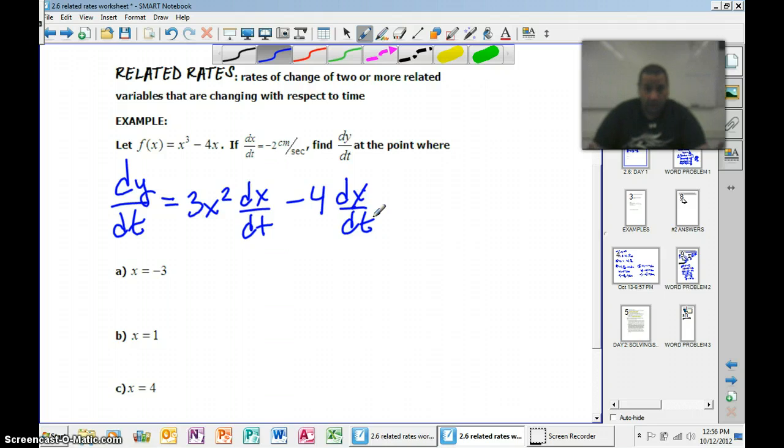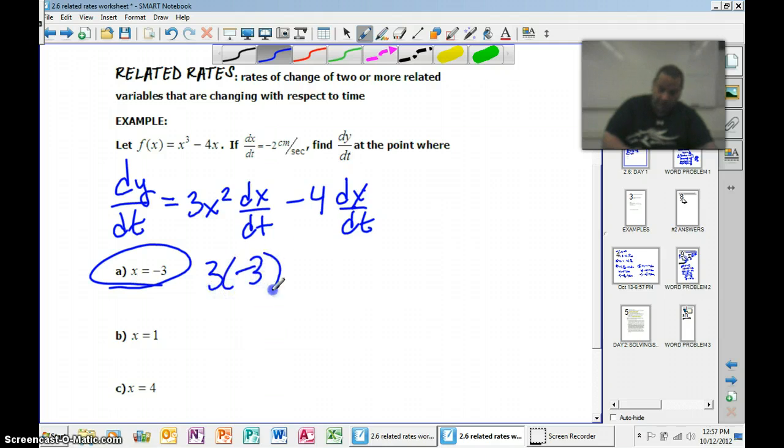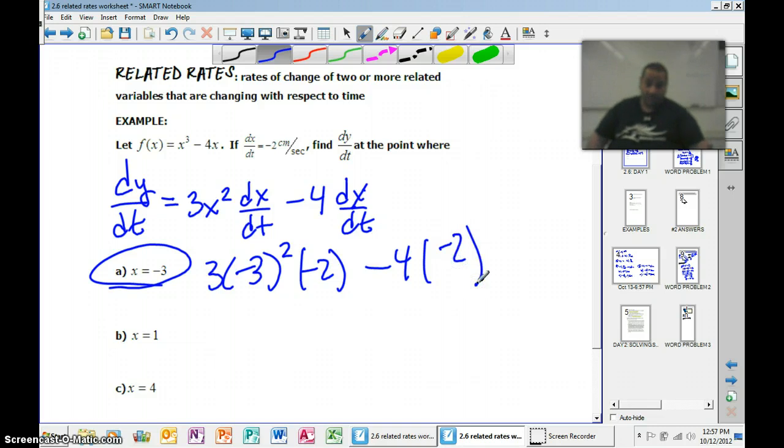And all we got to do is now plug and chug. This now becomes just an arithmetic problem, because we have x right here. In our first problem, x is negative 3. So it's going to be 3 times negative 3 squared times dx dt. It was given to me as negative 2 centimeters per second. And also minus 4 times negative 2 centimeters per second. When the smoke clears here, looks like 27 times negative 2 is negative 54, and then plus 6, negative 48.